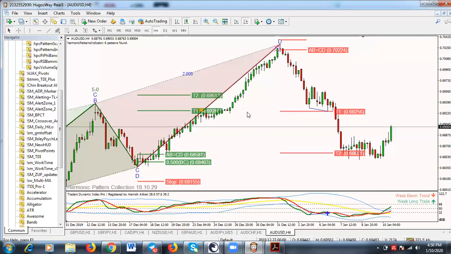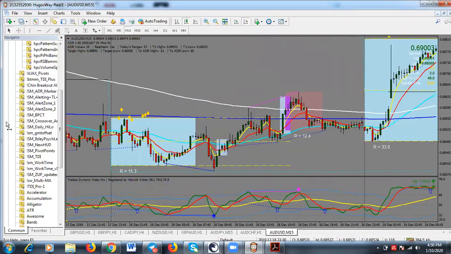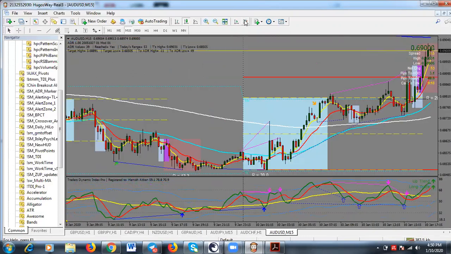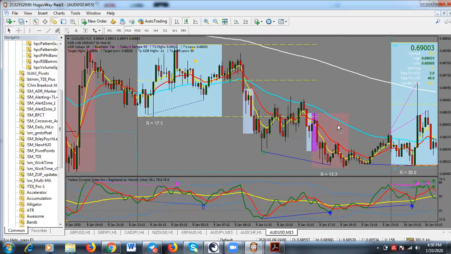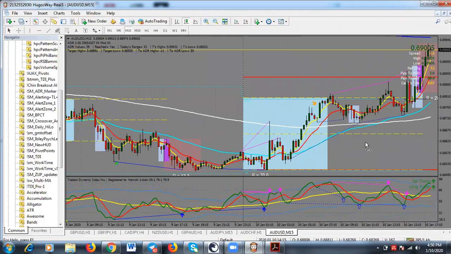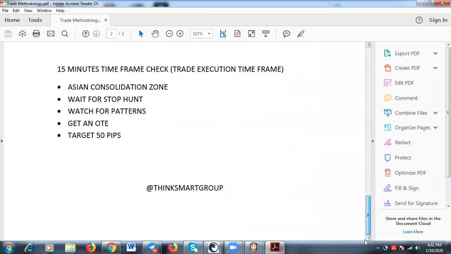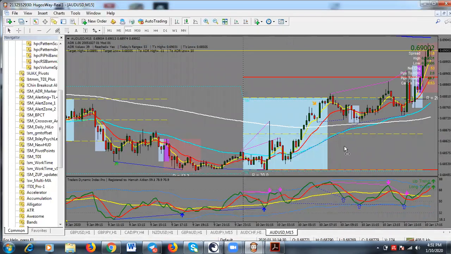All right, so I can just easily switch to the 15 minutes time frame, and we watch out for some things here as well. This is the Asian consolidation zone, the light blue box. Now we talked about watching out for stop hunts and patterns. We get an optimum entry, and then you just target 50 pips. So these are the things we're going to be looking at for our trade setups.